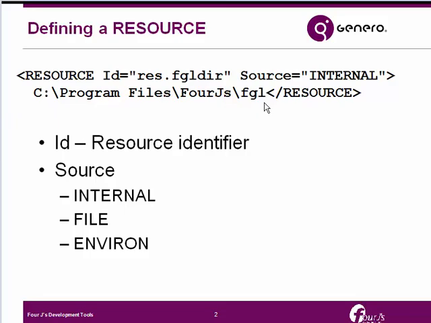There are three ways to set the value of a resource. If you specify the source as internal, then the value for that resource is provided between the tags, such as our example showed above. If you specify the source as file, then the value for that resource is the contents of the file specified between the tags. You would provide both the path to the file and the file name itself.